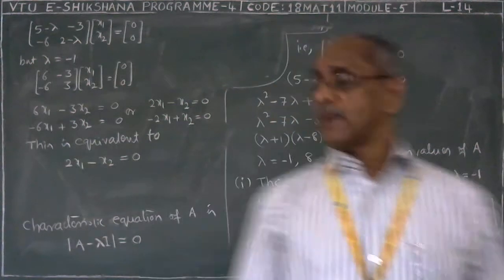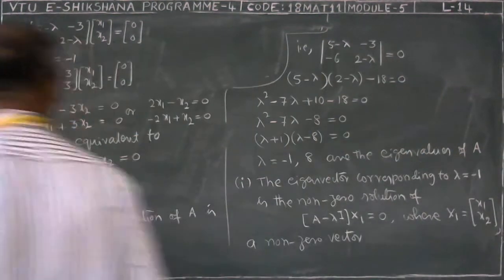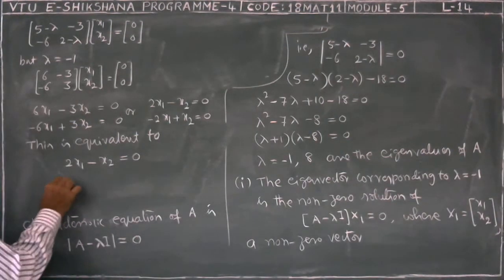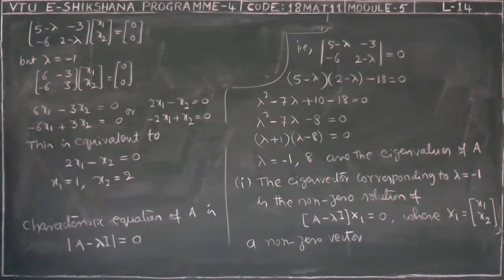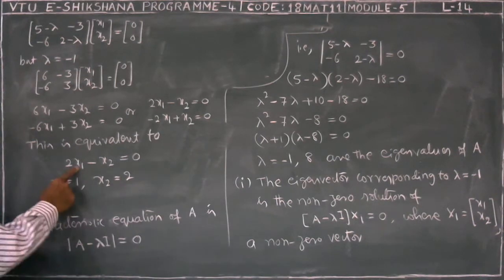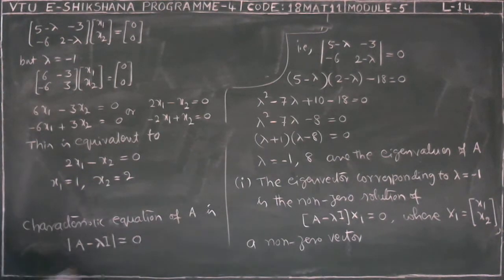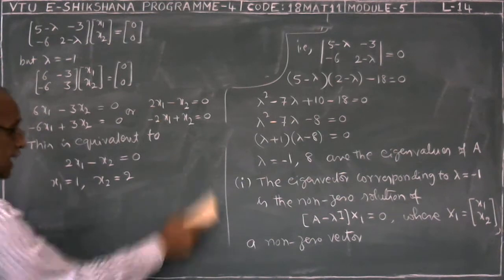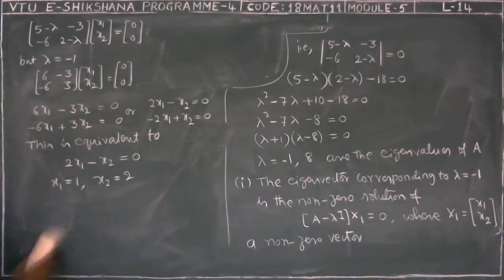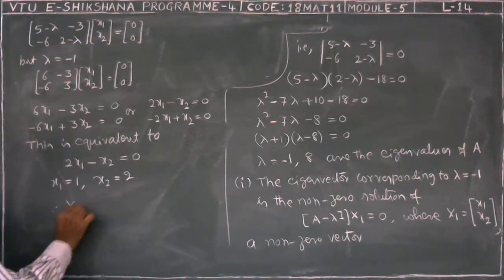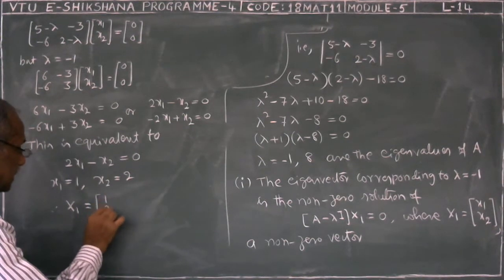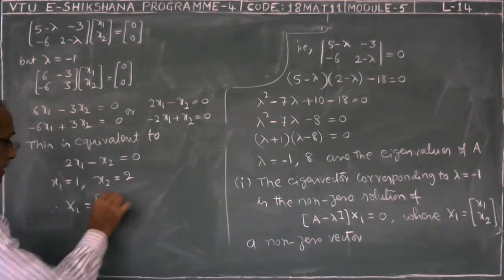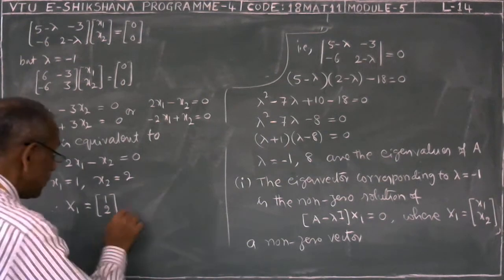So this gives an infinite number of solutions. One such solution is x1 equal to 1, x2 equal to 2, which satisfies this equation: 2 minus 2 equal to 0. Therefore, the eigenvector corresponding to lambda equal to minus 1 is 1, 2.